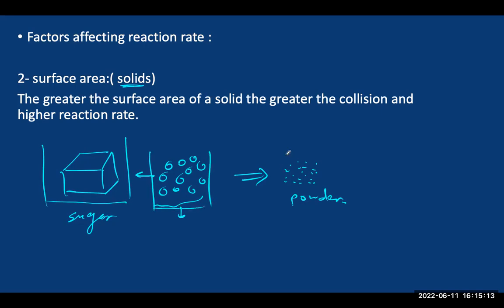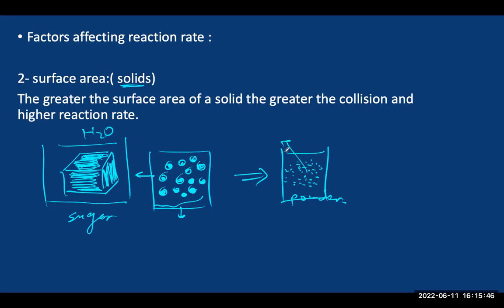So if you put each one of them inside a glass of H2O, this cube of sugar will only contact H2O from its outer surface area. But here, all these pieces will be in contact with H2O. So it means that here we have more area in contact with H2O. And actually, if it's powder, even more area will be in contact with H2O.